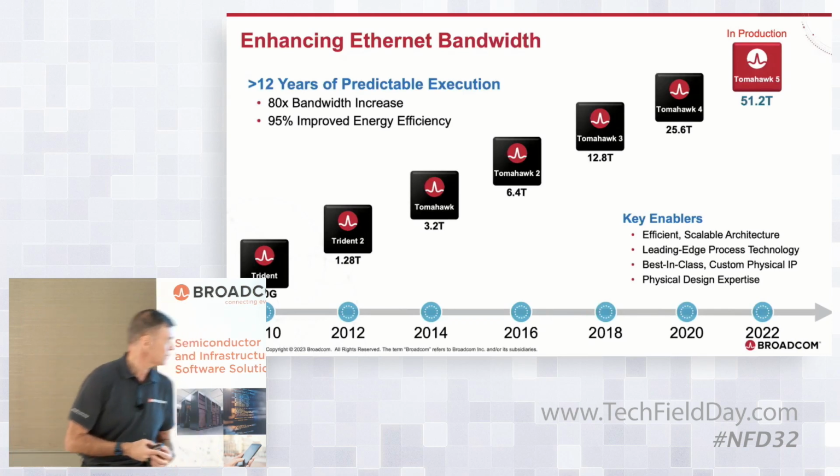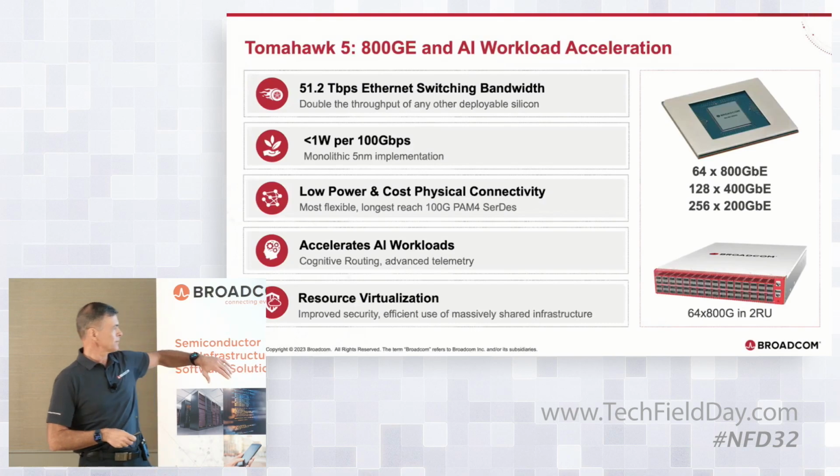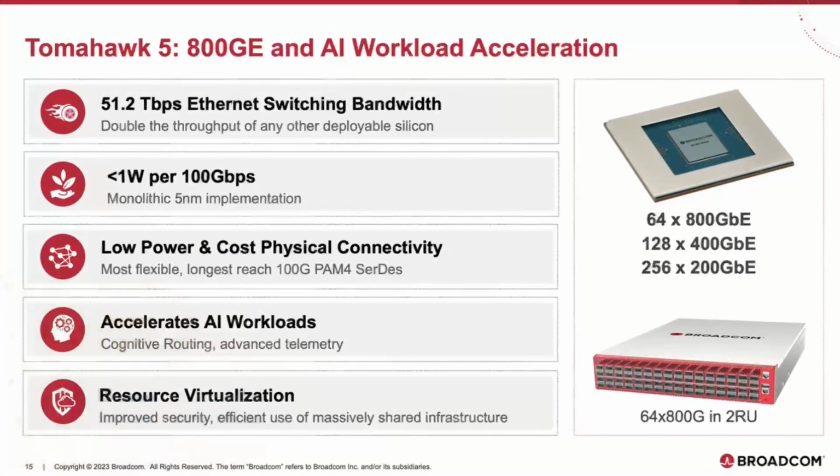Okay, so Tomahawk 5. Last Network Field Day went through a lot of the high-level features, so let's just focus on a couple of things here. Again, we do support 800 GigE ports. Today a lot of the GPUs are more on the order of 200 gig, moving to 400 gig, but certainly there is a movement towards 800 gig and even higher bandwidths in the future. So we do have native 800 GigE support. This is a monolithic implementation, and anytime you can stay monolithic, it's going to be better as far as power and latency. We do have features that accelerate AI workloads, so I'll get into cognitive routing, which provides very good load balancing in the network. And as mentioned before, we put a lot of effort into low cost, low power physical connectivity.